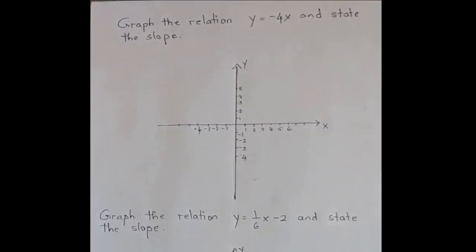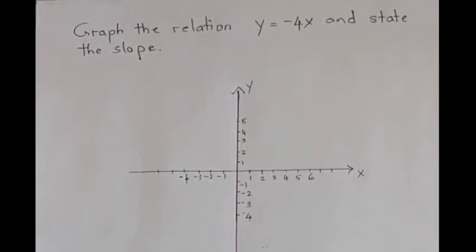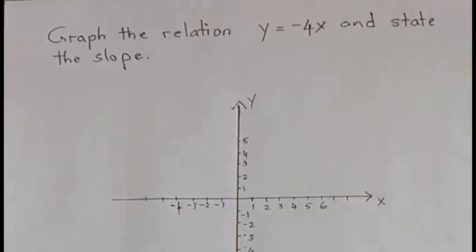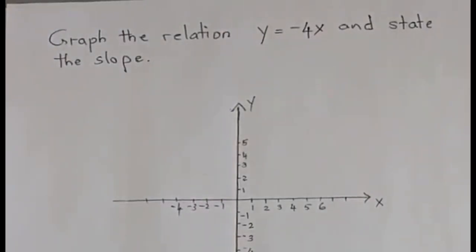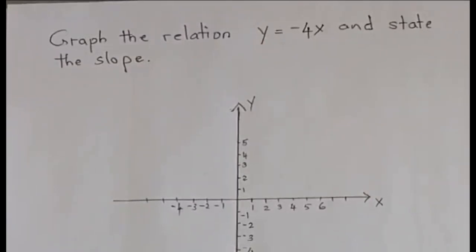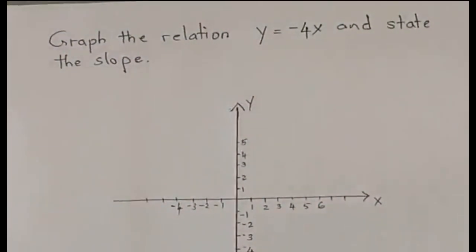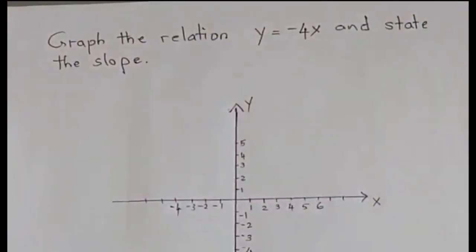Let's look at these two questions on graphing linear relations. With the very first question, graph the relation y equals negative 4x and state the slope. To do that, we have two different methods. We can either graph the relation using a table of values or using the y-intercept and the slope.